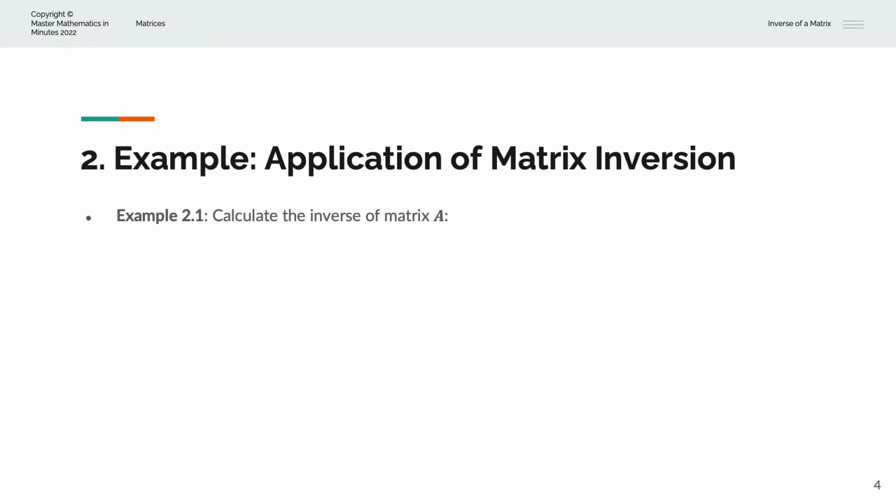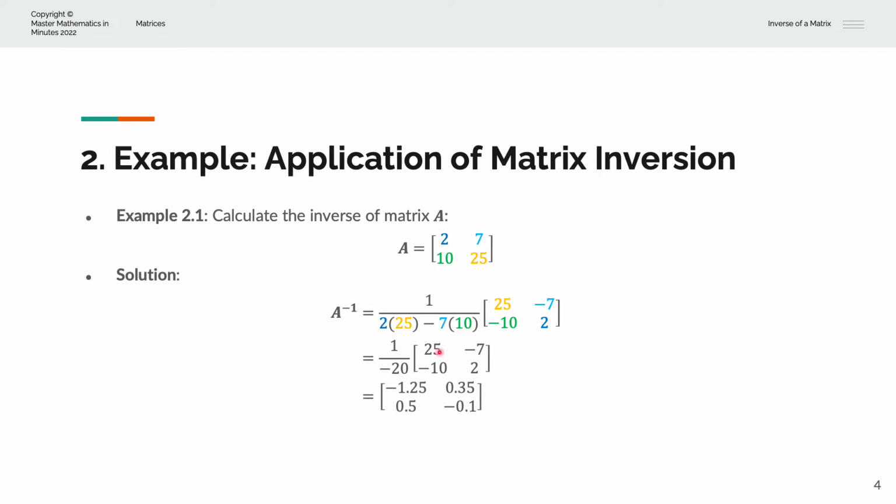In the first example, we're asked to calculate the inverse of matrix A. And so, we have the inverse of matrix A as equals to, step 1 is where we take 1 divided by the determinant of the matrix, which is AD minus BC. So we have A as 2 multiplied by D, which is 25, minus B, which is 7, multiplied by C, which is 10.